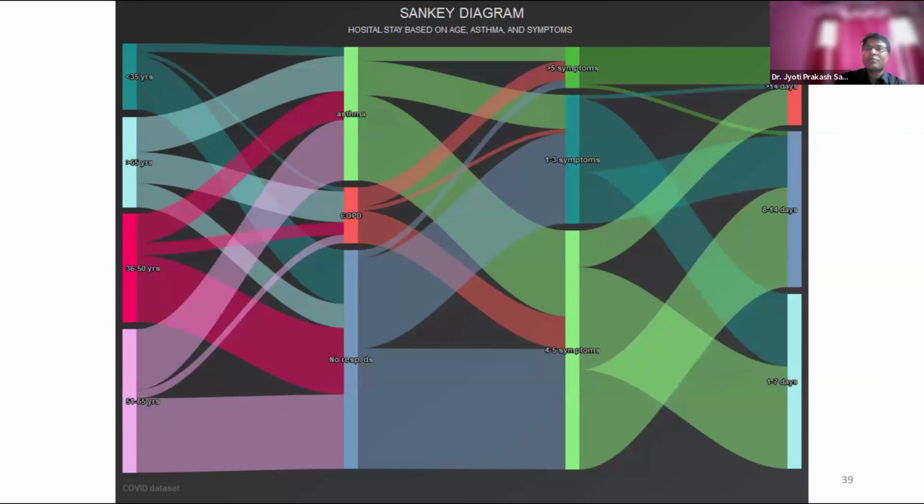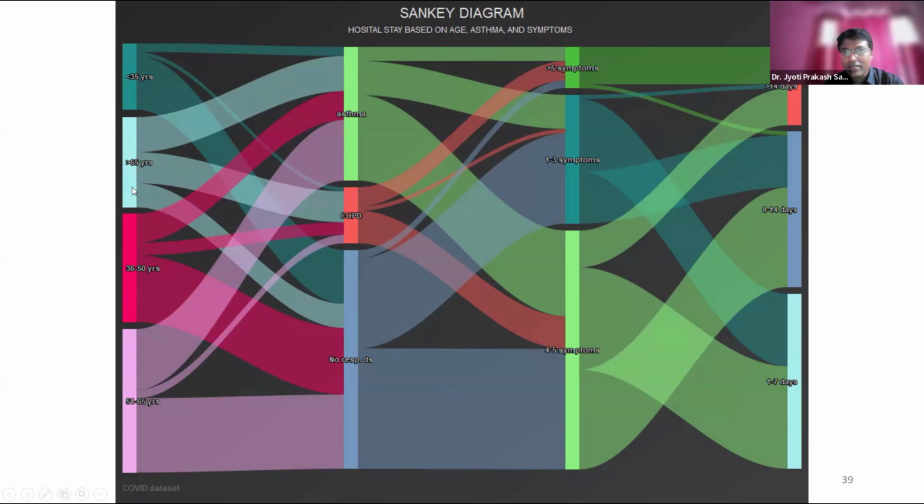This is another Sankey diagram for the same study. The first column is the age group of the patient, then the presence of asthma, COPD, or no disease at all. Then whether they are having any symptoms, like the number of symptoms in the third column, and duration of hospitalization in the fourth one.